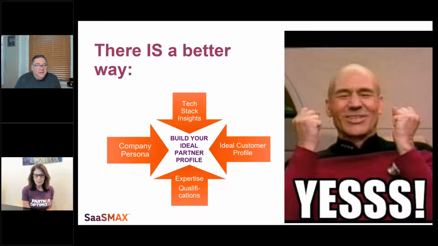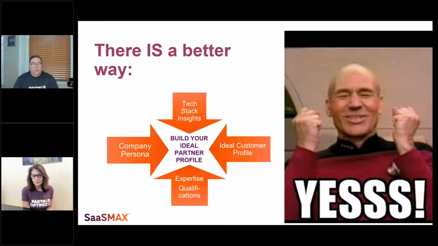Yeah, well, this is the beginning of where we want your participation, giving you insight into the approach of building your ideal partner profile. It's focused on four core areas of what your partner should look like. Tech stack insights, and their ideal customer profile should match with yours. They have the right expertise and qualifications to sell, consume, and resell your product to the right customers, and their company persona is the type of business model that works well with the business model of your channel partner program.